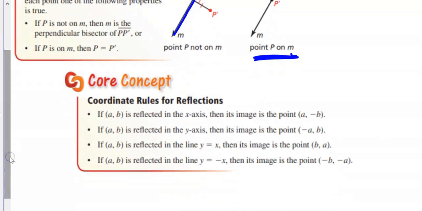So a couple core concepts here. This you're definitely going to want to know. If (a, b) is an ordered pair reflected over the x-axis, then the new image would be (a, negative b). Over the y-axis, your x value becomes negative and b stays the same. Then we have it where it reflects over a line. If it reflects over y equals x, you switch the x and y. If it reflects over the line y equals negative x, then you not only switch x and y, but you also negate them. These are really important coordinate rules for reflections.